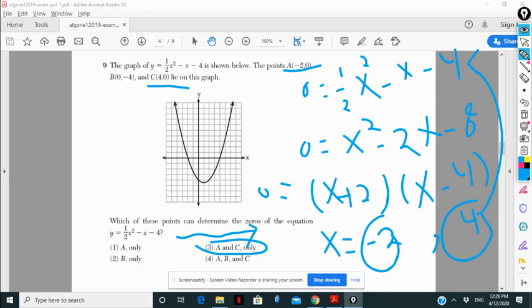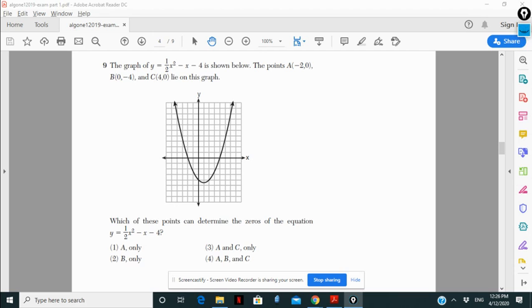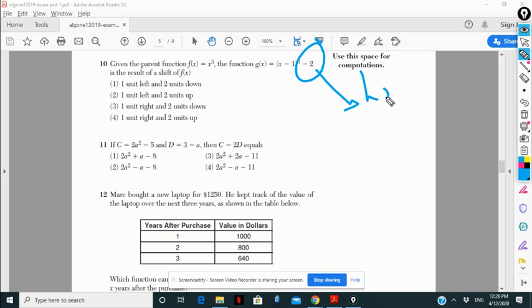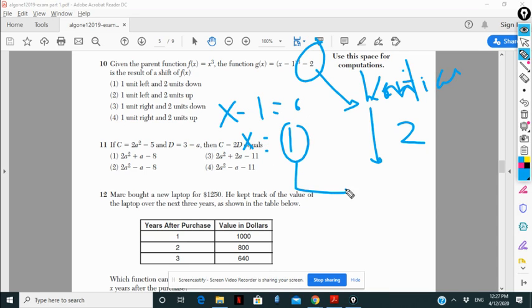Now I'm going to question number 10. Given the parent function f(x) equals x cubed, the function g(x), he's asking you about the transformation. Okay, so outside is for vertical. So it moves down by 2. Now x minus 1 equals 0, x equals 1, means it's moving to the right by 1. So 1 to the right and 2 down. So the answer is 3.